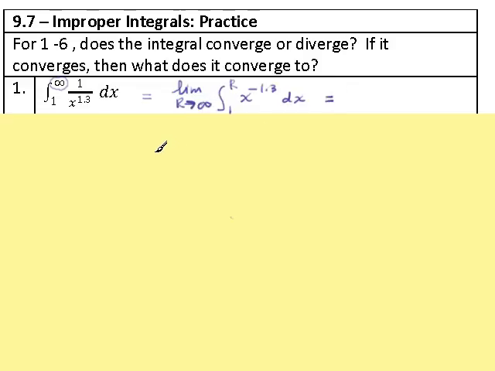Okay, so let's integrate using the power rule. x to the minus 1/3 plus 1 is x to the minus 0.3, or let me write it as x to the minus 3/10. And then we're going to divide by minus 3/10 or multiply by negative 10/3. All right, and let's evaluate between 1 and r, and we take the limit.